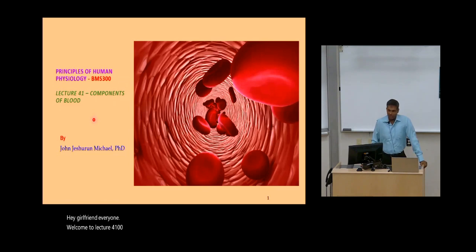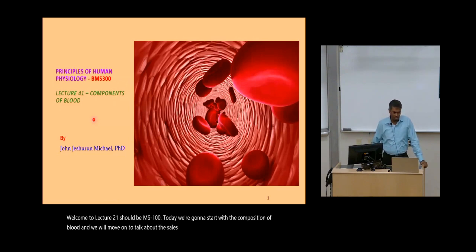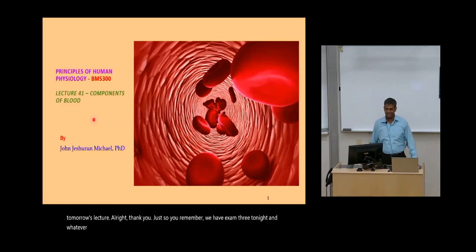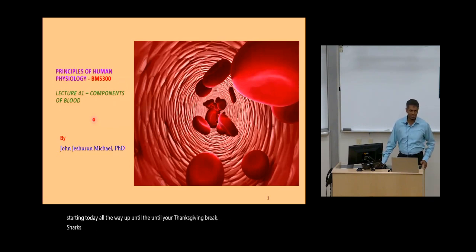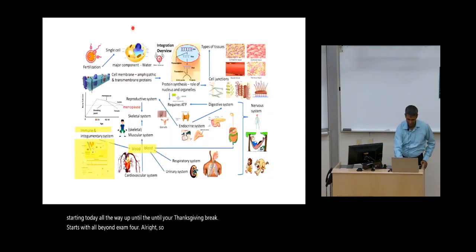Today we're going to start with the composition of blood, and we will move on to talk about the cells involved in the immune function in tomorrow's lecture. All right, and just so you remember, we have exam 3 tonight, right? And whatever I discuss starting today all the way until your Thanksgiving break starts will all be on exam 4. All right, so with that, let's jump right in.